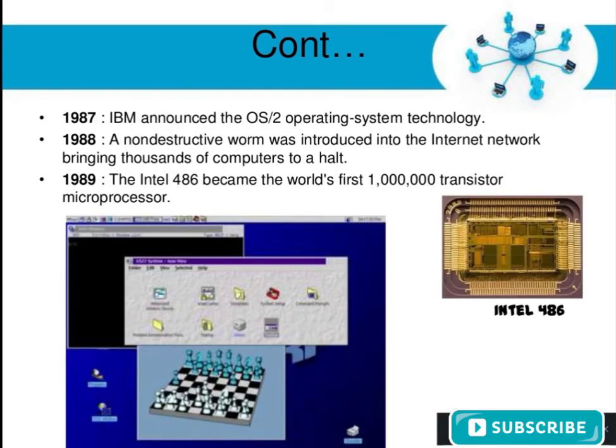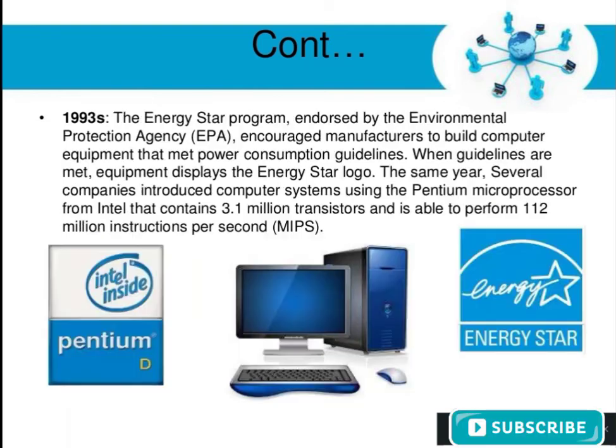Next, in 1987, IBM announced the OS/2 operating system technology. In 1988, a non-destructive worm was introduced into the Internet network, bringing thousands of computers to a halt. Then in 1989, the Intel 486 became the world's first 1 million transistor microprocessor.